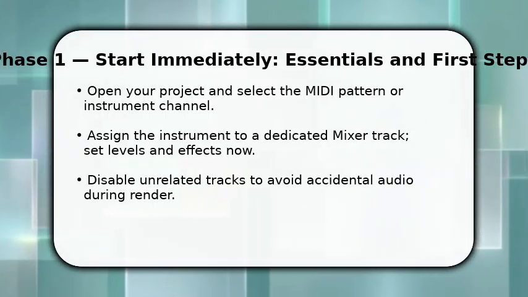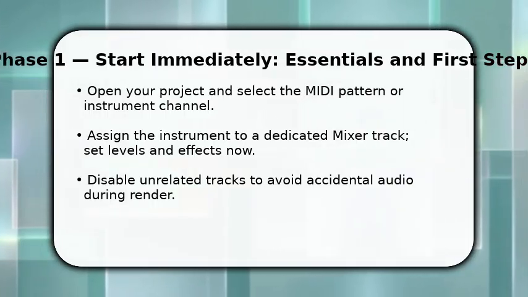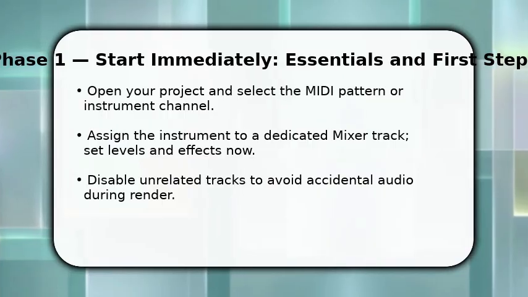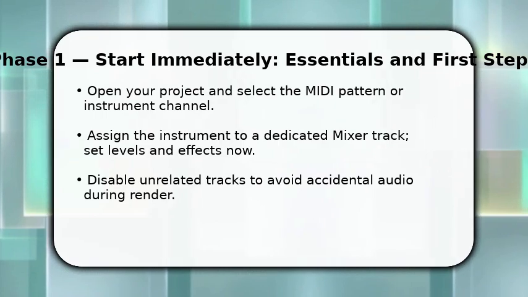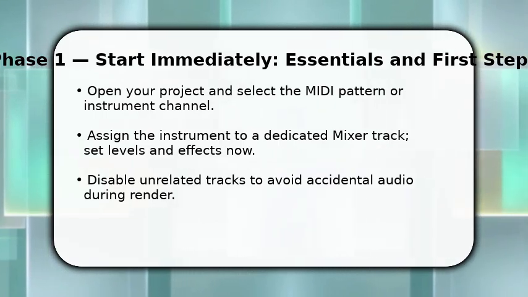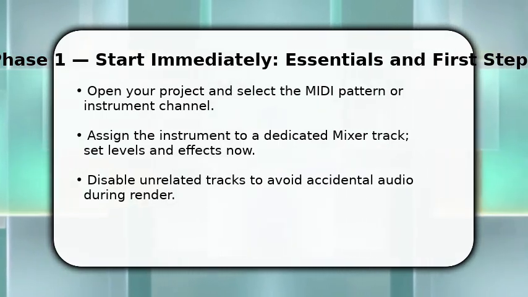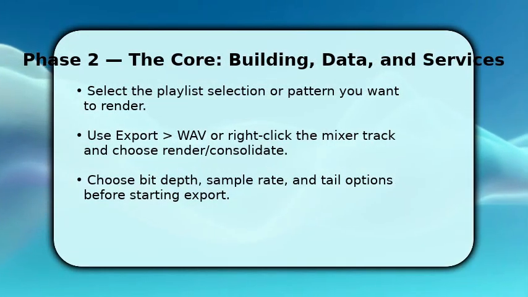Next, mute other tracks or create a clean playlist region. This prevents bleed. Finally, set project tempo and sampler settings to the final values so pitch and timing remain consistent when you render. Now render the routed MIDI to audio.